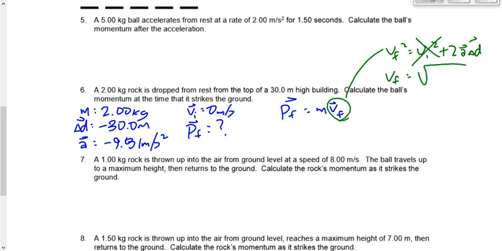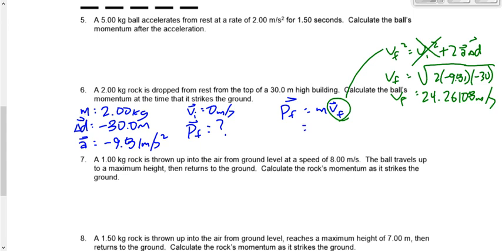vf is equal to the square root of 2 times negative 9.81 times negative 30, which when we do that, we get a vf. What does vf stand for, by the way? Yes, final speed, good. It works out to be 24.26108 meters per second. We don't want final speed, we want final velocity. Well, you've got to use your brains a little bit here, but not very much. Final speed is 24. Which way is it going? Downwards, so we're going to make it negative 24 when we sub it in here, right?